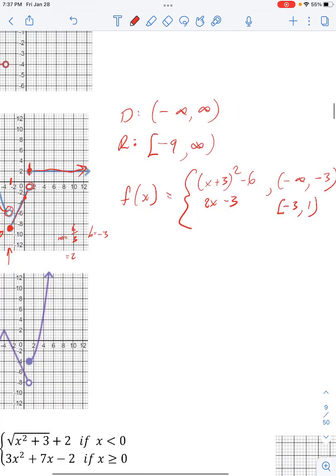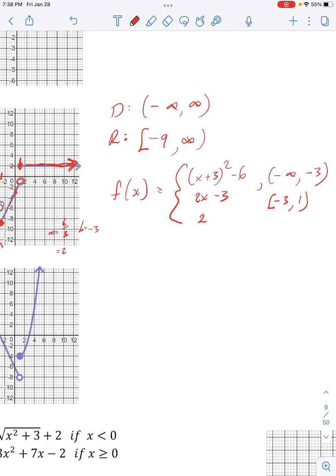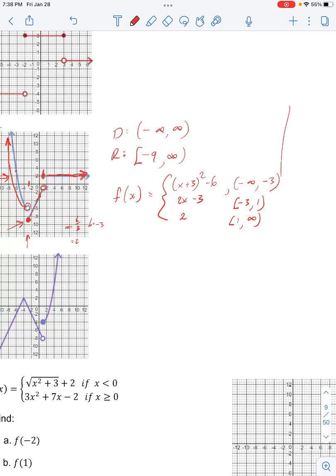And the equation of the horizontal line over here is just y equals 2. So that's 2, given from closed at 1. So from 1 extending all the way to infinity. And this is our piecewise function.